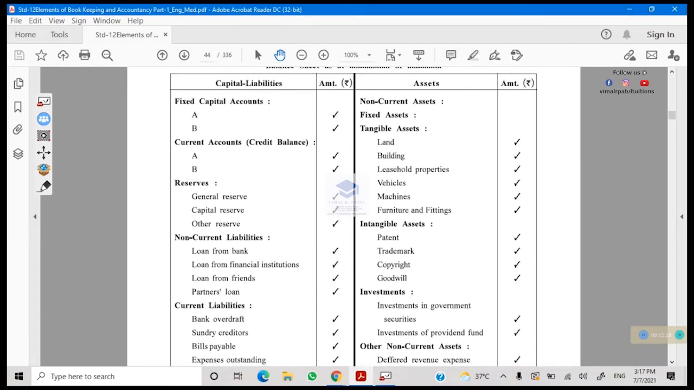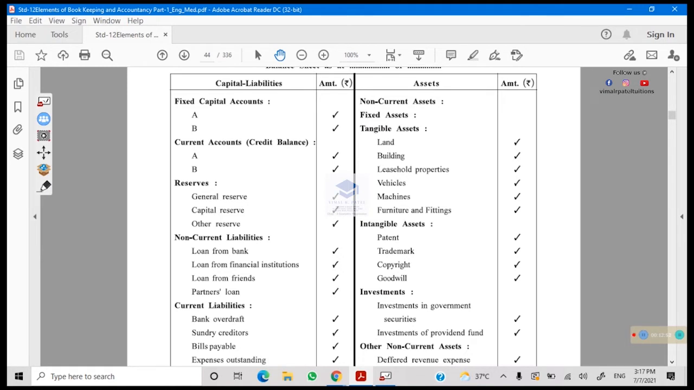On the asset side, non-current assets or fixed assets, tangible assets, the assets which have physical existence, the assets which we can see, touch, feel. Long-term assets, fixed assets: land, building, leasehold property, vehicle, machinery, furniture, fittings. Then intangible assets: patent, copyright, goodwill, trademark.